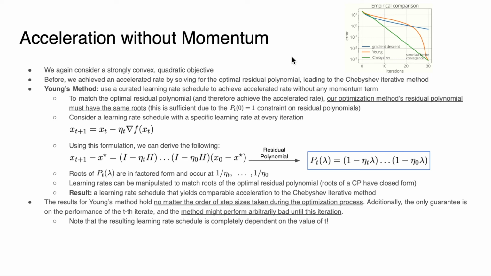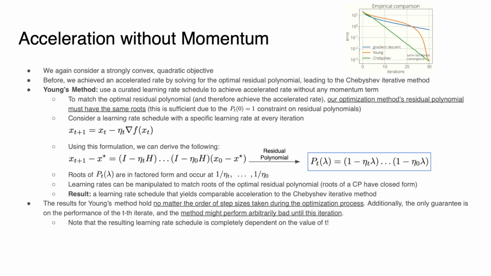And this led us to the Chebyshev iterative method associated with this optimal residual polynomial. But if we remove the momentum term within stuff like the Chebyshev iterative method, all that's at our disposal is setting the learning rate. So one thing we could do is use something called Young's method, which uses a curated learning rate schedule to achieve an accelerated rate without the use of any momentum term.